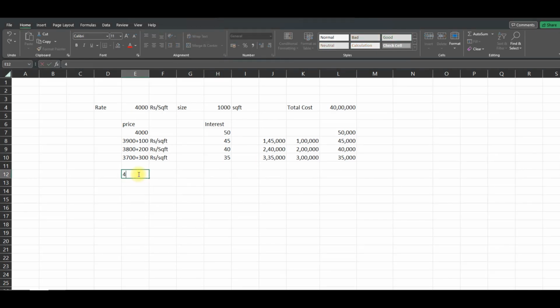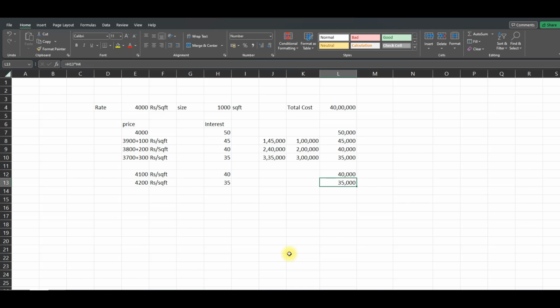Now if we agree to pay 4,100 rupees per square feet to the seller, the interest is 40 rupees. So how much is the total amount of interest you are going to pay? That is 40 multiplied by 1000, which is equal to 40,000 rupees as the interest. If we pay 4,200 rupees per square feet, the interest is 35 rupees. So the total interest will be 35 multiplied by 1000, equal to 35,000 rupees.